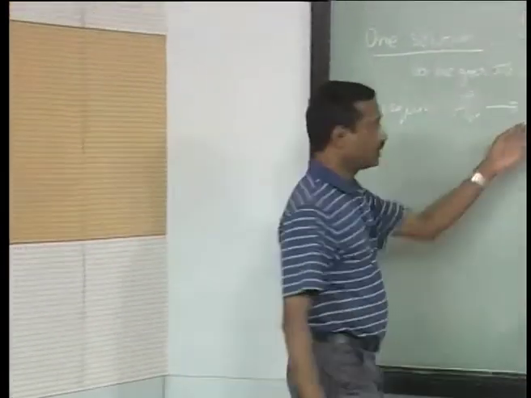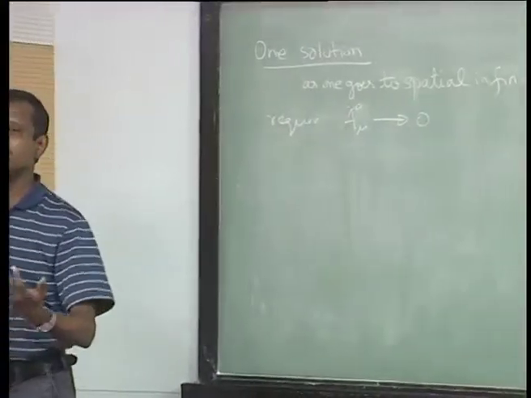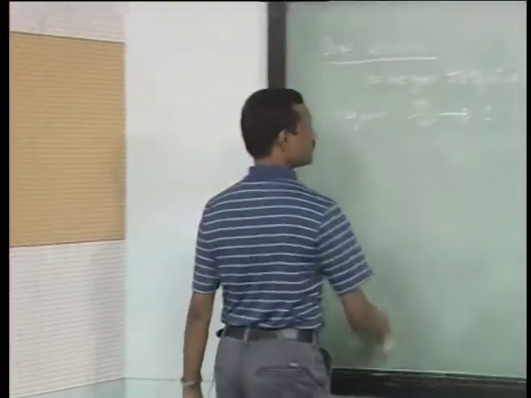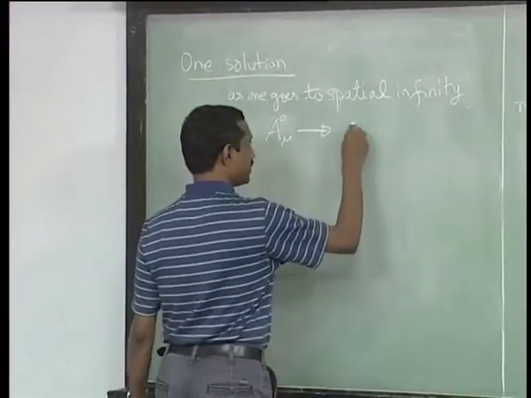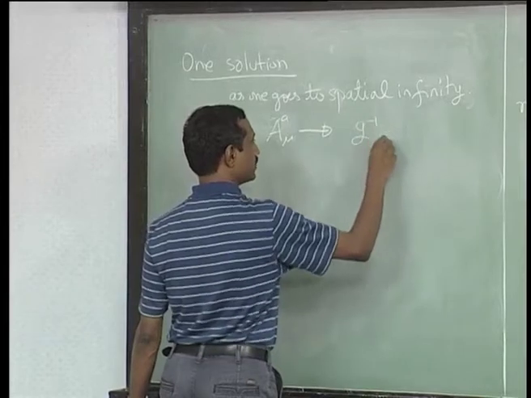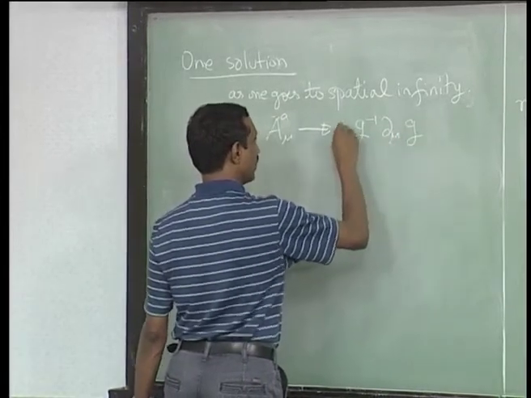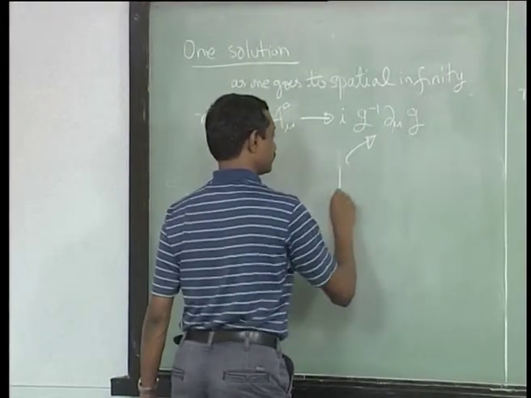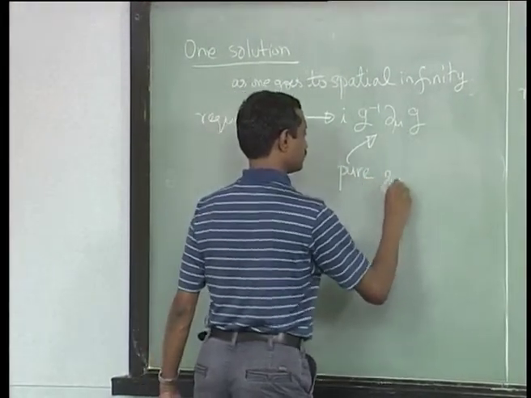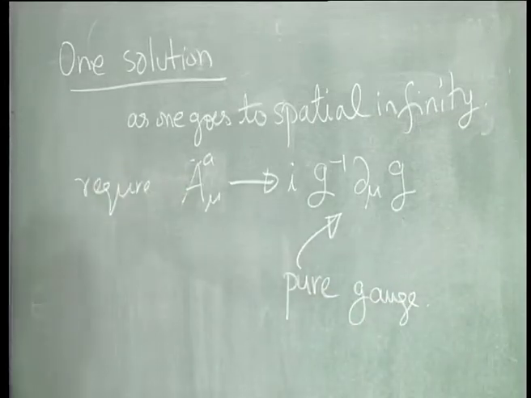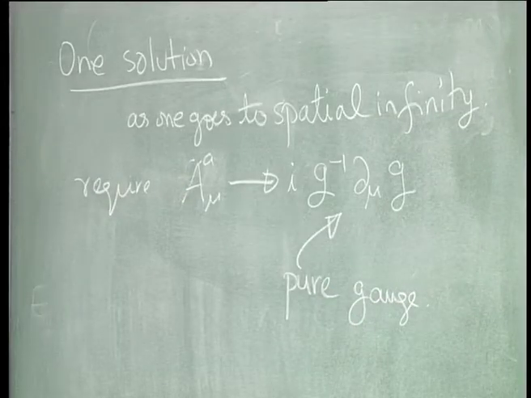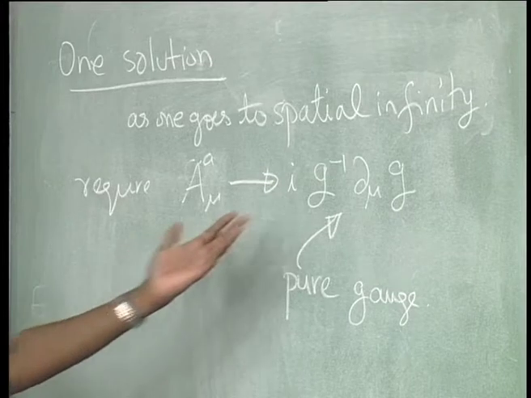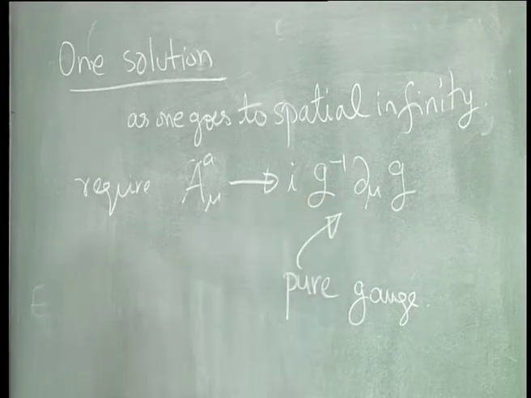If you start out with a gauge field which is 0, if I make a gauge transformation, what does it go to? It goes to pure gauge. So, instead of saying this, we just say that it goes to something like G inverse d mu G, maybe there is some i or whatever. This is pure gauge. So, this is the kind of boundary condition that we have to impose. This is much weaker than this thing.